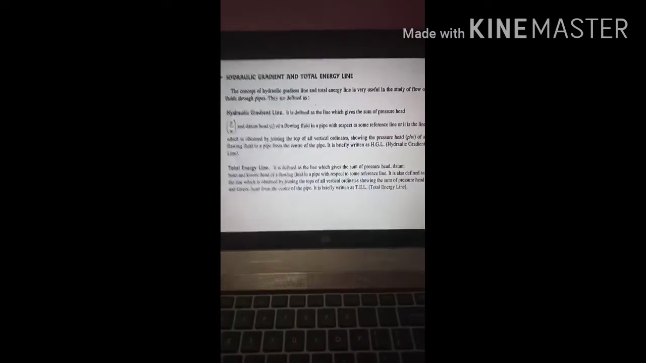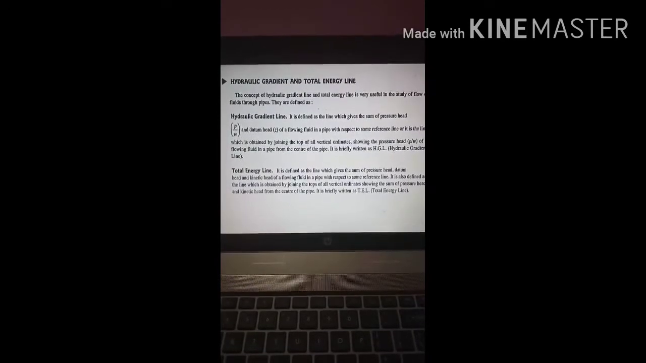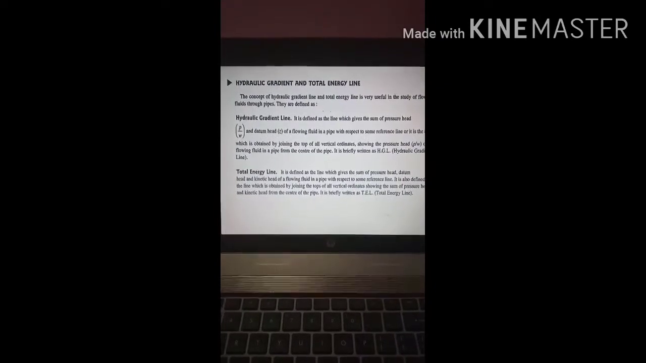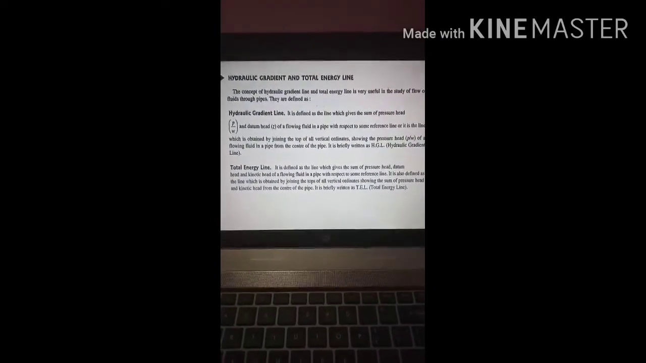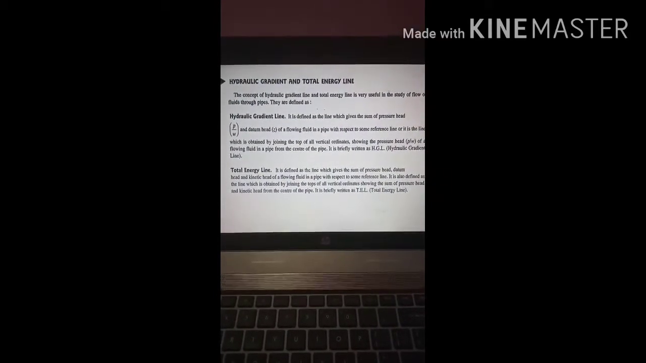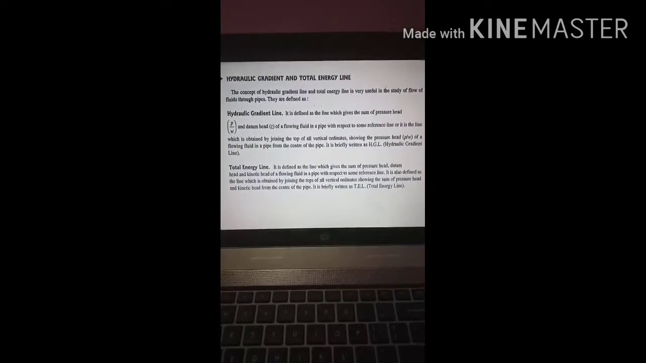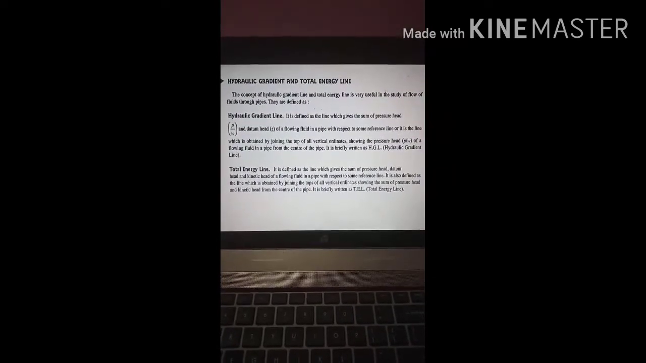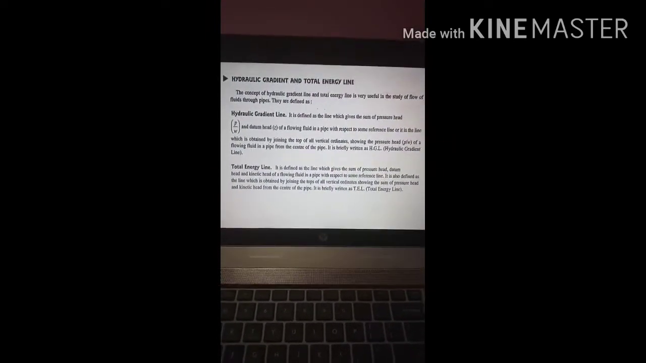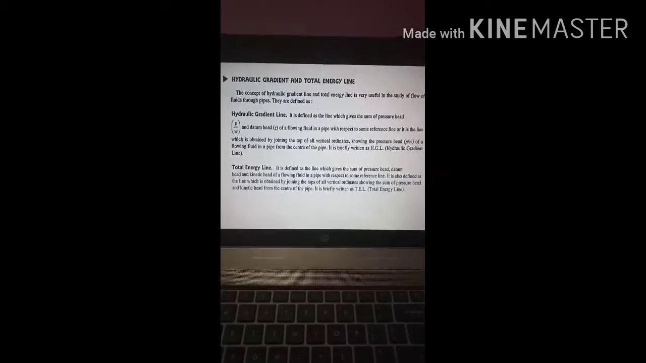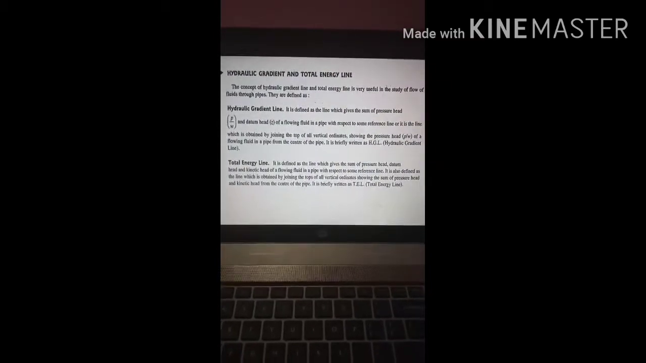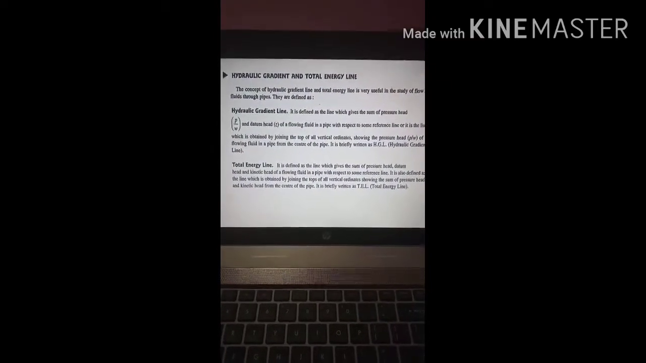Already we have seen that losses happen in the form of pressure loss, velocity loss or kinetic energy loss, and datum loss or potential energy loss. These three losses, that is pressure energy loss, kinetic energy loss, and potential energy loss or datum energy loss, are considered while defining the total energy line as well as the hydraulic gradient line. Now you will see what is the difference between these two, the total energy line and hydraulic gradient line.